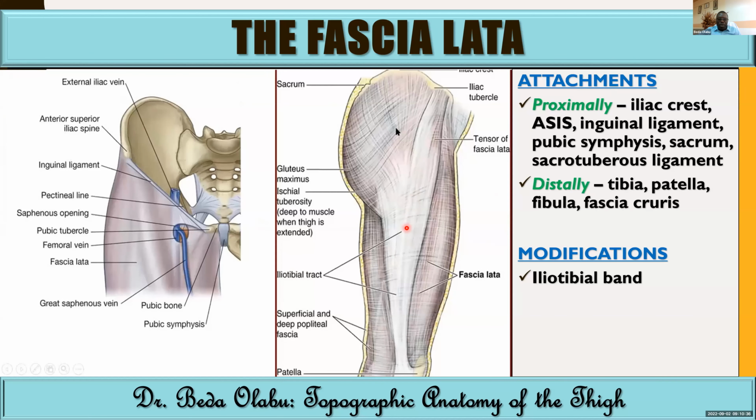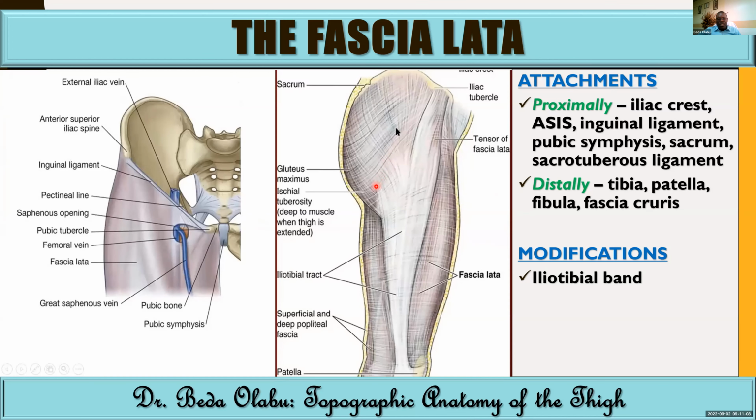This iliotibial band attaches distally to the tibia. But proximally, the band receives two muscles. It receives the muscle which we call tensor fascia lata from the anterior aspect. And that is why that muscle is called the tensor fascia lata, because it makes the fascia lata be tense. In fact, it makes the iliotibial band to be tense.